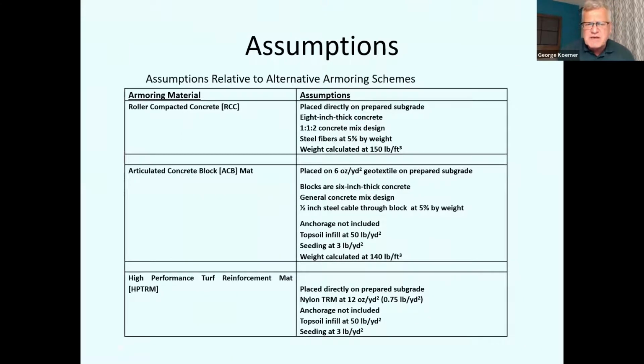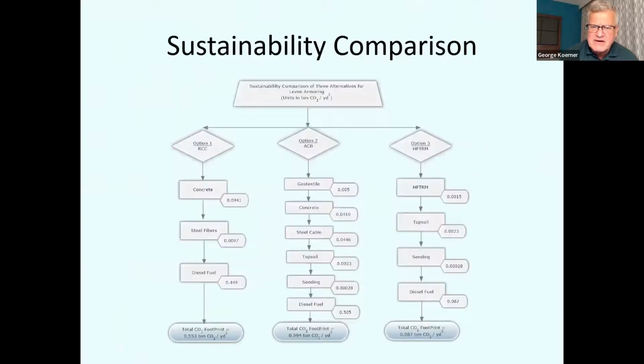As far as the assumptions are concerned, you see the comparison of the roller compacted concrete, the articulated concrete mat, and the high performance TRM. The assumptions are spelled out here. It's a little bit too detailed for this, but it gives you an idea of the level of comparison. In the sustainability comparison, it was no comparison at the end.